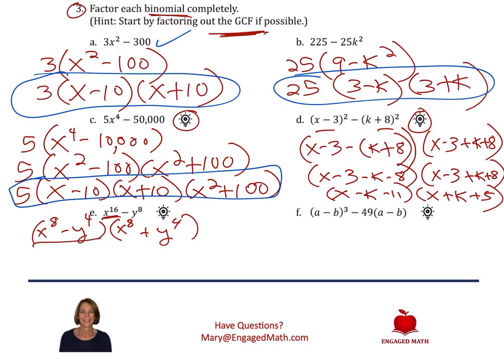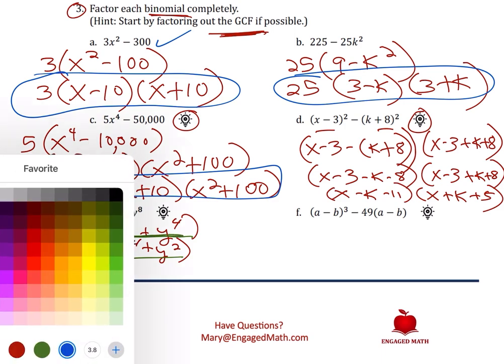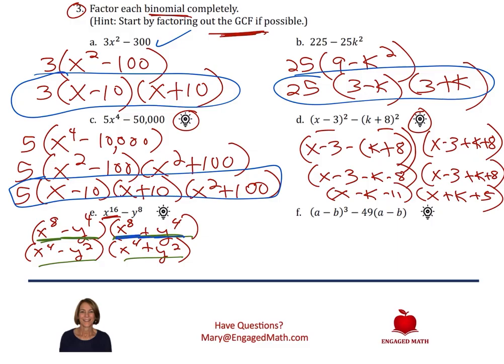Okay, this difference of two squares can be factored again. So now we have x to the 4th minus y squared, x to the 4th plus y squared. So I'm going to underline just to make sure you see this quantity became these two. What I'm underlining in blue just stays. So I'm going to leave that as x to the 8th plus y to the 4th. That cannot be factored again.